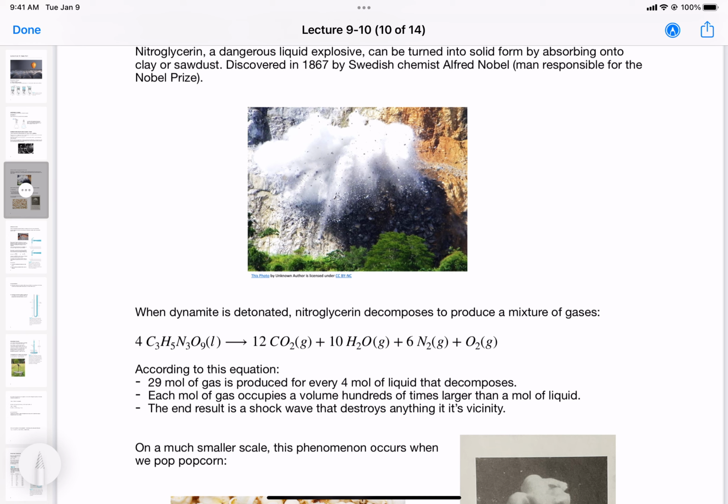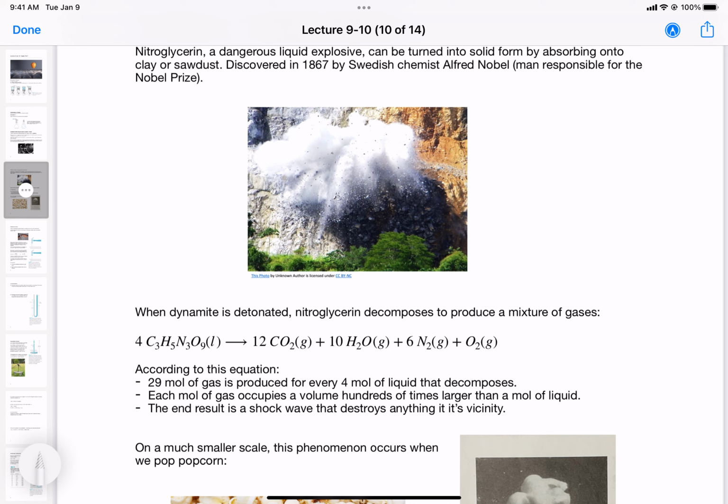So it's a very exothermic reaction. When you generate a lot of gas like that, you're going to build up a lot of pressure, and that's going to be a very dangerous reaction. So that's why we see them as explosions. Okay. They occupy volumes that are 100 times larger than a mole of liquid, so it's going to be several times more than that because of the amount of moles you produce.